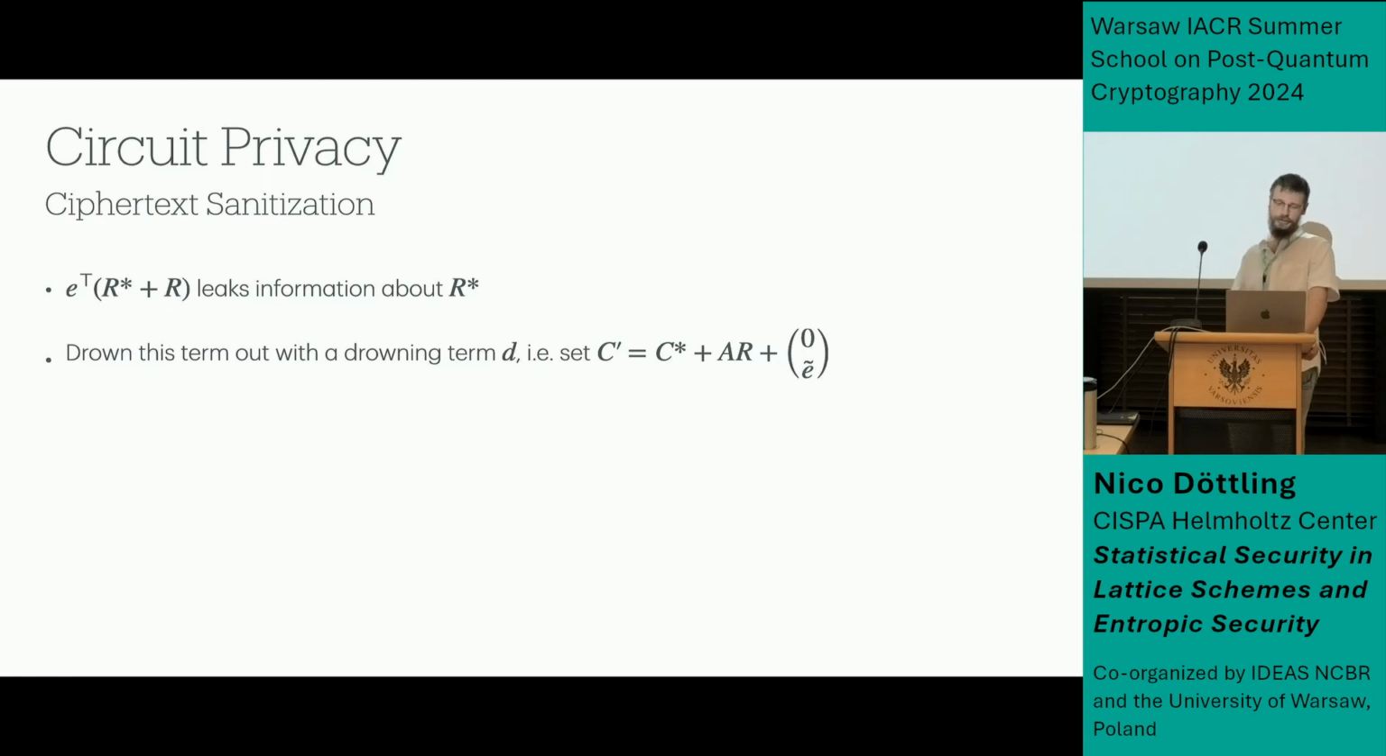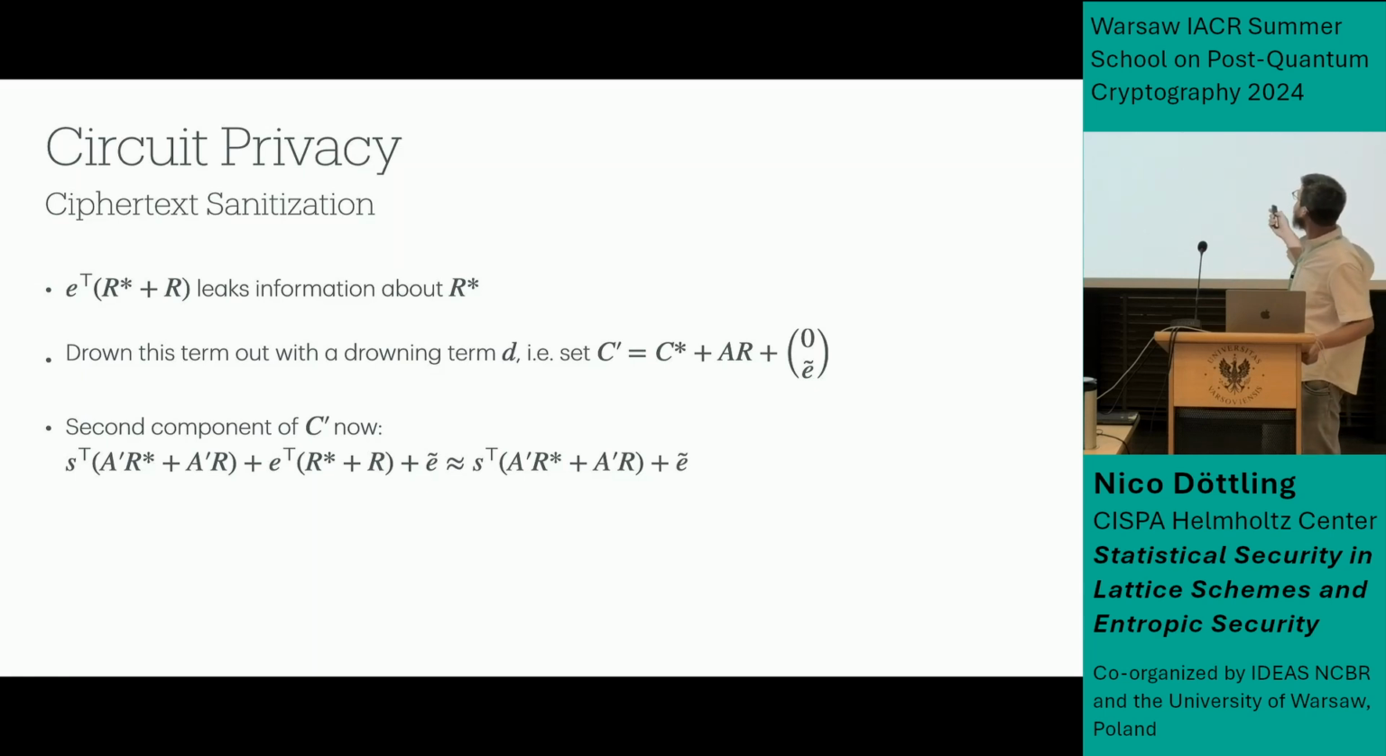Good. So now let's introduce an additional drowning term to this re-randomized ciphertext C prime, which is just a fresh matrix, which is 0 on its upper part, and just the last row of the ciphertext down here is an E tilde, and this E tilde is chosen from a distribution wide enough to drown out this E transpose, this vector E transpose R star plus R. So we know E is short, R star is short, R is short, so this vector overall is short, right? So this vector takes the role of what I call this shift T in this drowning lemma.